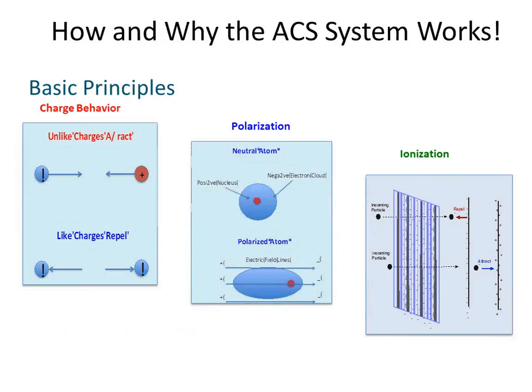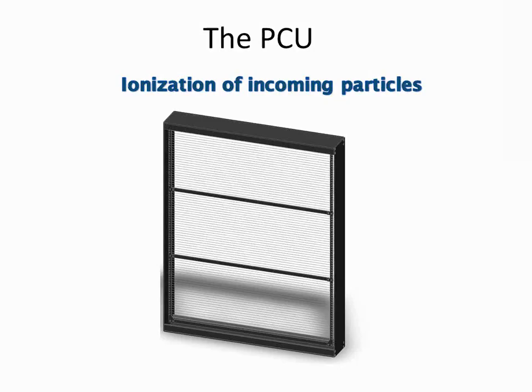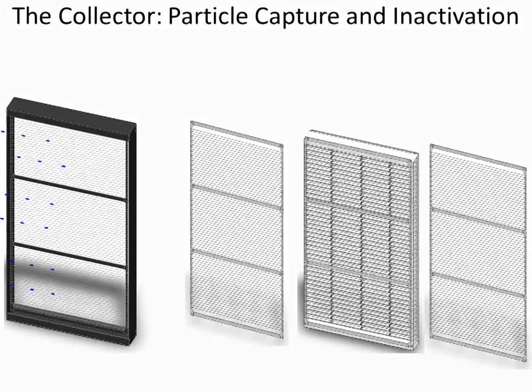So how it works, you have three things: charging, polarization, and ionization. This is basically how it works. These are the three things: the particle charging unit on the left, the collector, which is the filter media, which does have to be replaced, and the collider on the right. The PCU charges the particles coming in. So they go through and they are charged either positively or negatively.